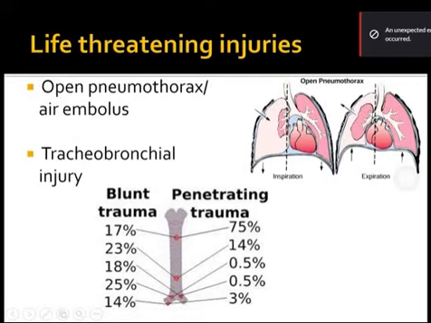Tracheobronchial injuries. The importance of this slide is demonstrating that blunt injuries and penetrating trauma to the trachea happen in different spots. Blunt is most common at the carina, whereas penetrating is most common up in the neck where it's exposed.